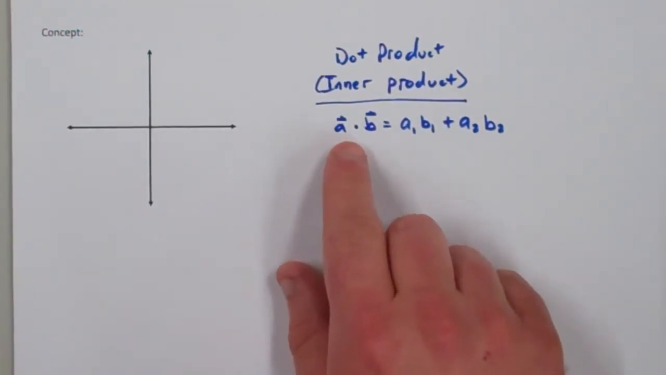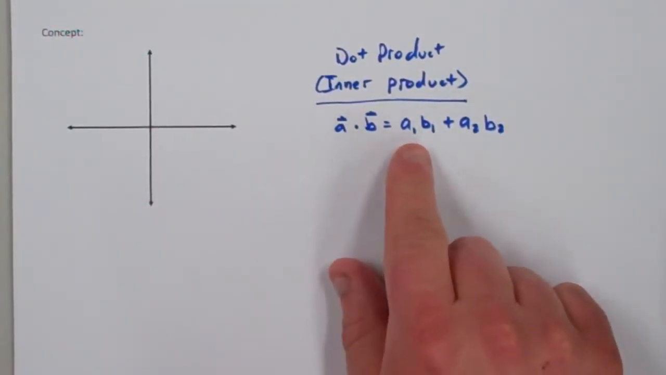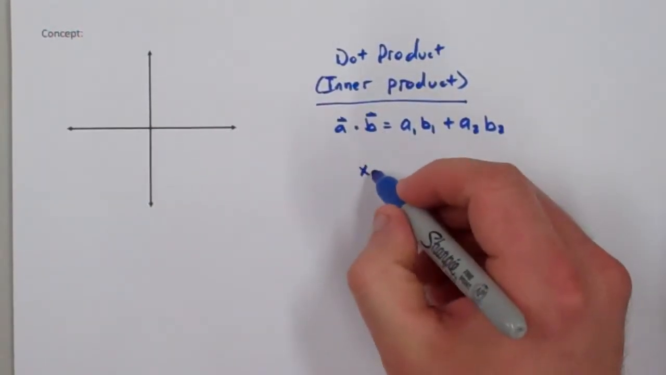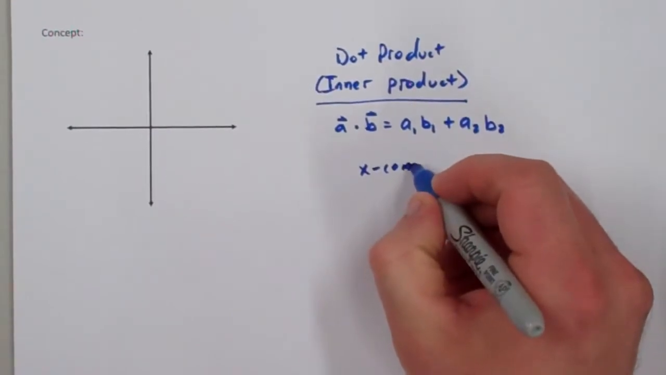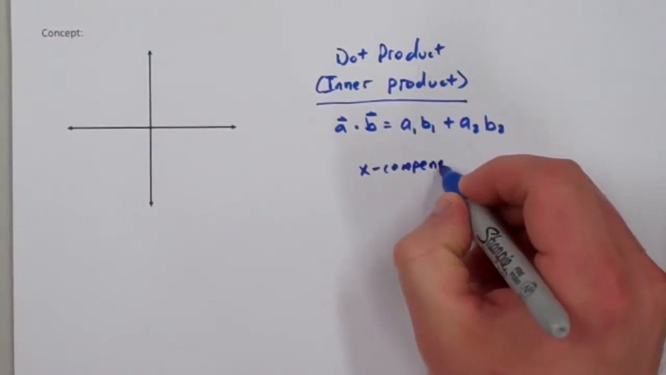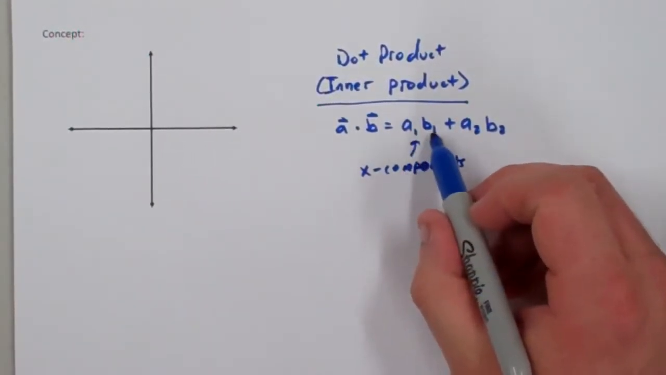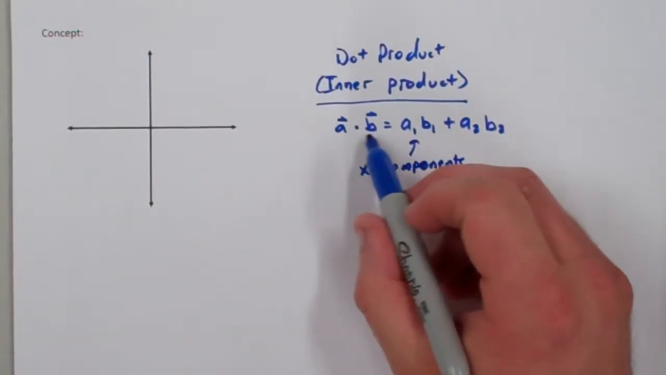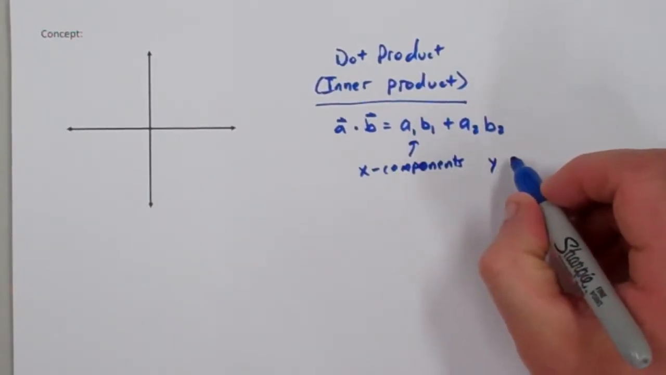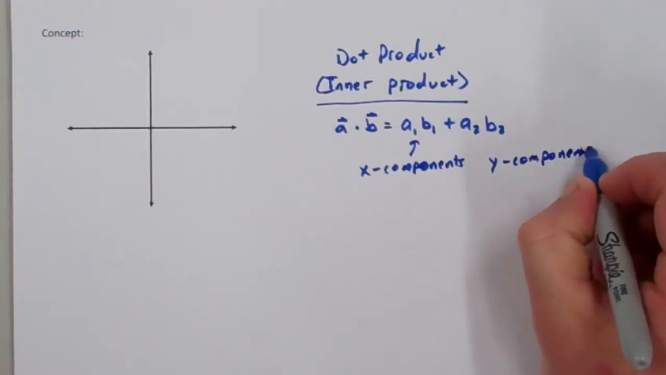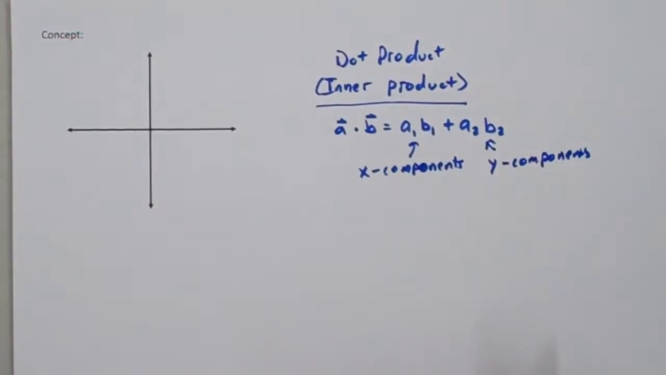So if we had vector A and B, we would just take the x components, we can write that down here, of each one, and we would multiply those together, then add the y components multiplied together, and then add those up. And that's defined as the dot product.